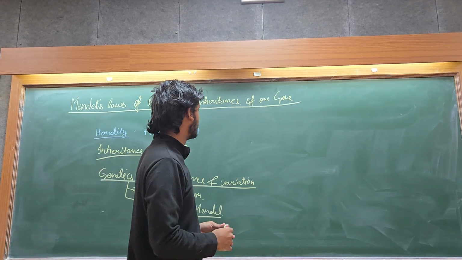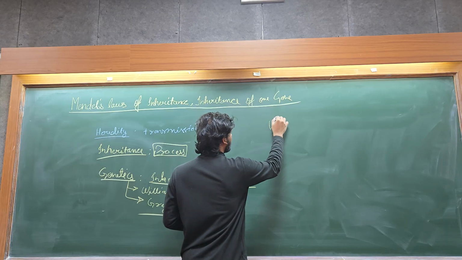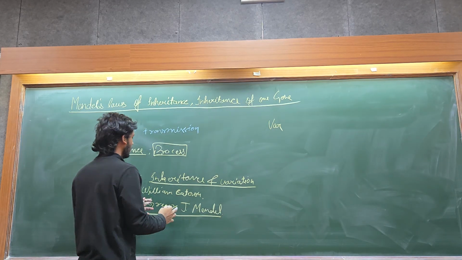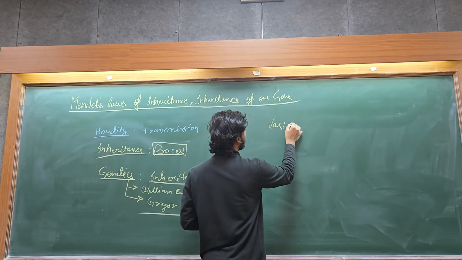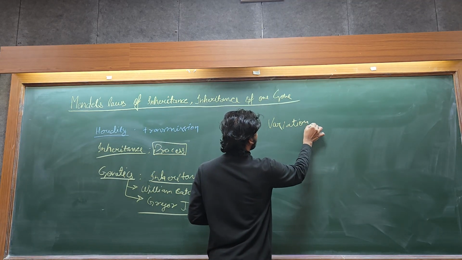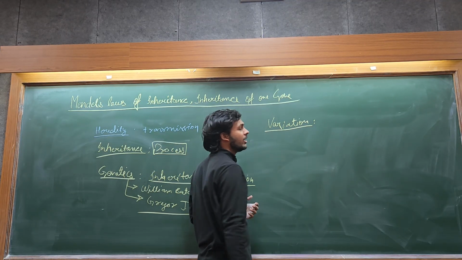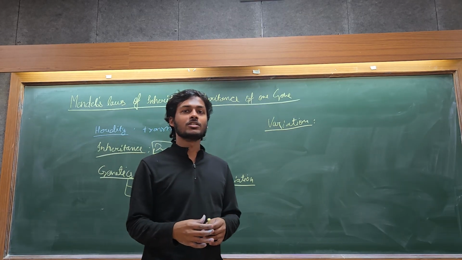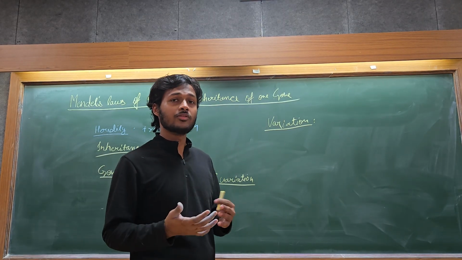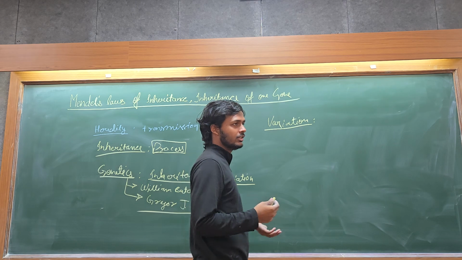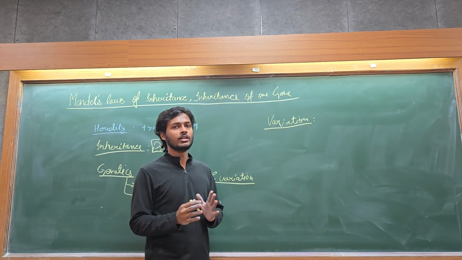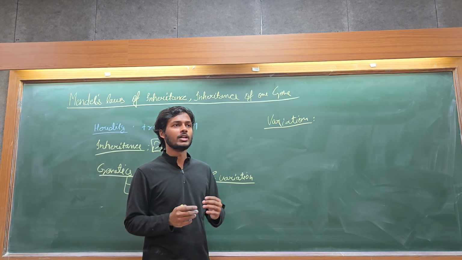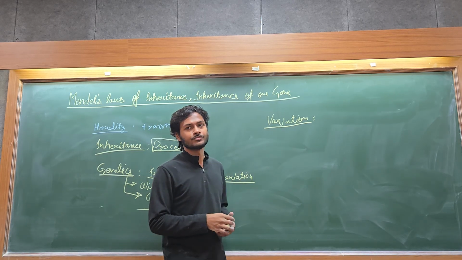So moving on, the next important term is variation. Under genetics we study inheritance and variation. Now, what is variation? Variation is the degree by which two individuals from the same species differ from each other. If you see two Homo sapiens, there are clear differences among them, like height, skin color, etc.